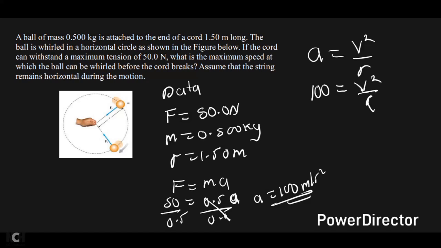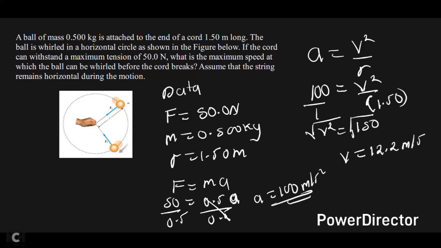Then the velocity is v squared equals a times r. What's the radius in this expression? The radius is 1.50. Then you make v the subject of the formula. This time it will give you 150. And then you can calculate the velocity. After finding the square root of 150, it will be 12.2 meters per second.